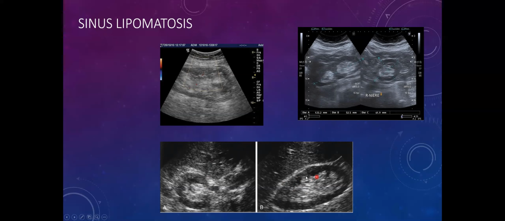This is mild, really, sinus lipomatosis down here. This one is interesting, sinus lipomatosis and dual collecting system. So this guy's a double whammy.